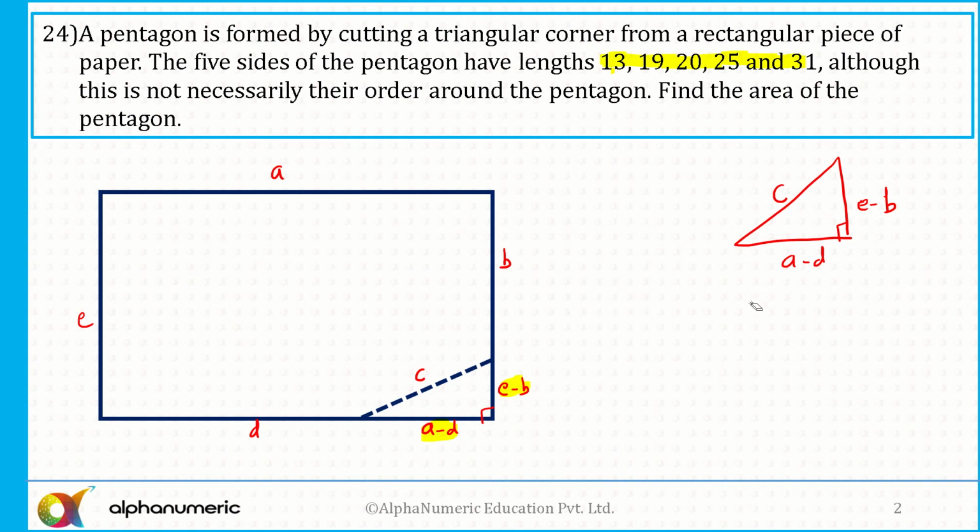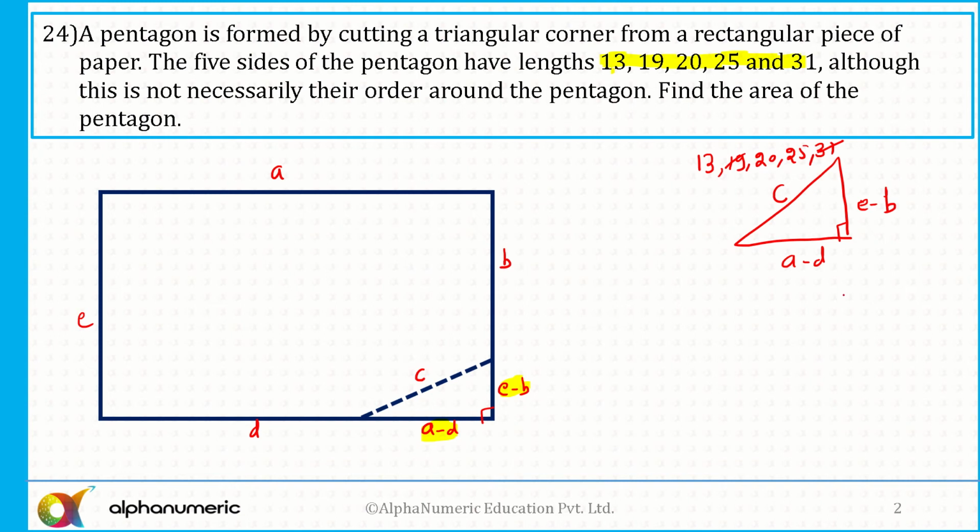What are the possible values of C? The possible values of C, the hypotenuse, can be either 13, or 19, or 20, or 25, or 31. These are the possible values of C. But is there any Pythagorean triplet in which the hypotenuse is 31? No. There is no triplet in which the hypotenuse is 31 when all three sides are integers. Similarly, 19 is not there. But what about 13, 20, 25? Yes, there is a possibility.